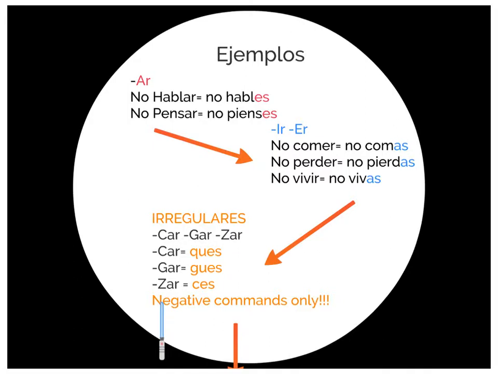In the affirmative, you do not do car, gar, zar endings. It's only the negative commands. So again, for AR, we've got an ES. For IR/ER, we have AS. And then a few more irregulars. We've got our car, gar, zars. For the negative only, you chop off car, you add ques. You chop off gar, you add gues. And you chop off zar, and you add ces.